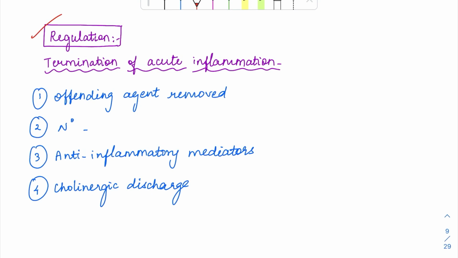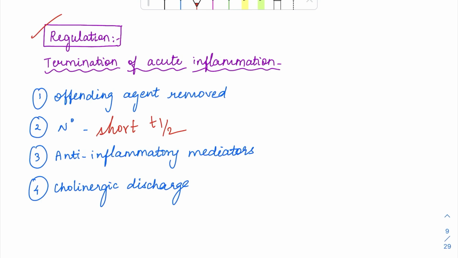Once this offending agent is removed, automatically the stimulus which was causing this inflammation, that is the secretion of the inflammatory mediators, will stop. So automatically inflammation will stop. Then the cells of acute inflammation, which were the neutrophils, have a very short half-life of 6.5 hours only. After that, the neutrophils will die. So again, the inflammation will stop.